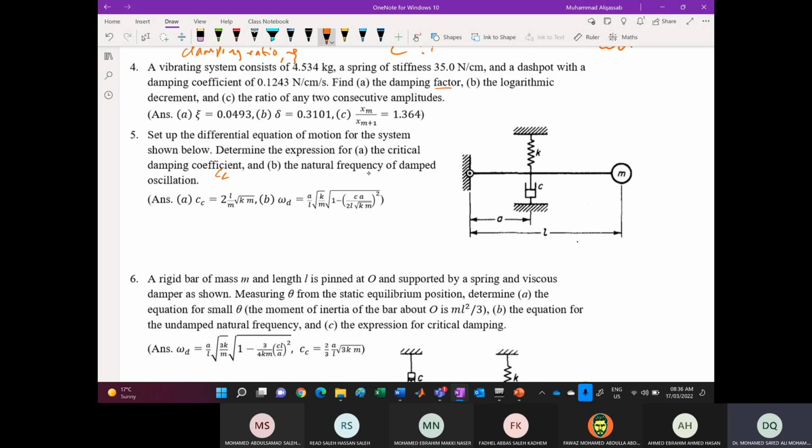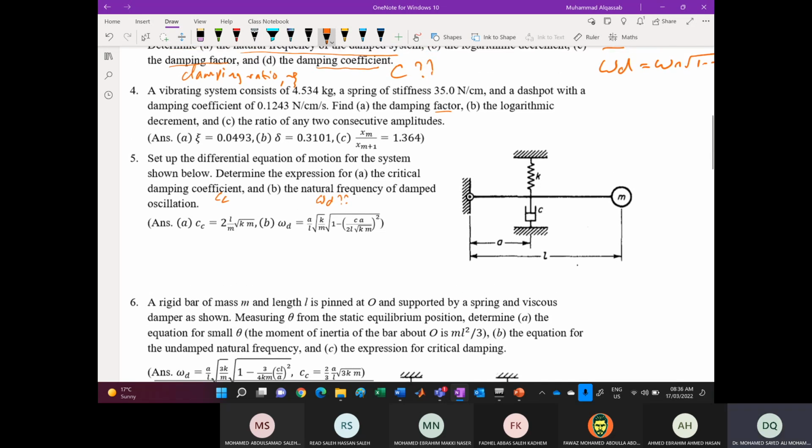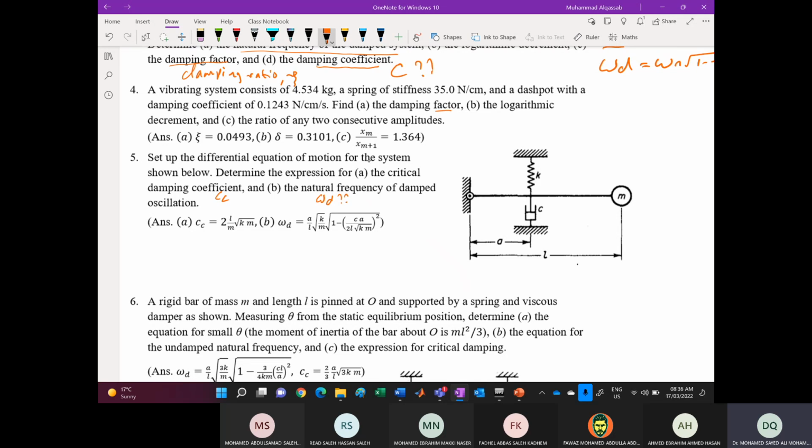So we are back. The natural frequency of damped oscillation, which is Fd or omega d. Now the system here, you cannot use the first equation, the critical damping coefficient Cc equal to 2m omega n, or equal to 2 square root of km. You cannot use this directly because the system is not a spring-mass system. It is a rigid body, a rigid bar. You have to find the equation of motion first.